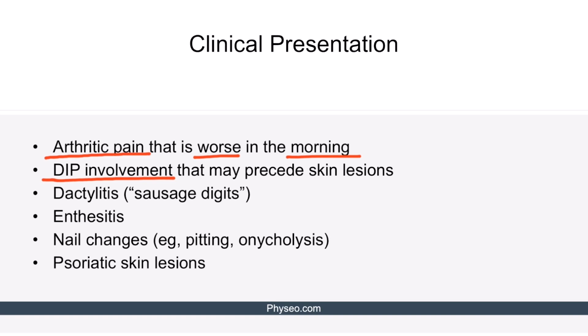Now, patients may also have severe inflammation at the finger joints, termed dactylitis, and that results in a swollen sausage appearance, or severe inflammation and pain at tendon insertion points, termed enthesitis. Perhaps the most important tip-off for this disease would be nail changes, such as pitting, which are small divots in the nail, or onycholysis, where the nail detaches from the nail bed. The latter of these will be illustrated on the next slide. As mentioned before, psoriatic skin lesions would be another way that this disease may present clinically.